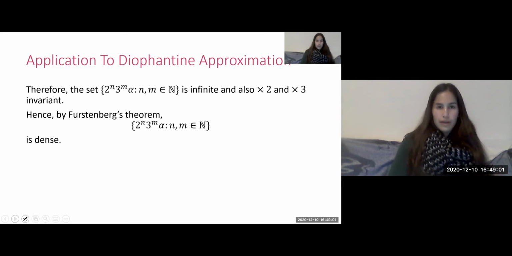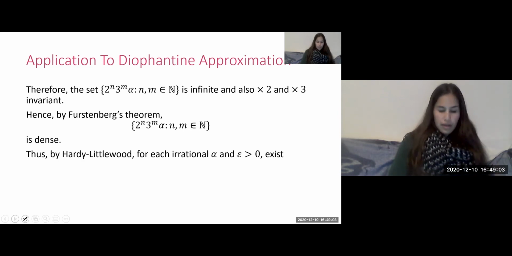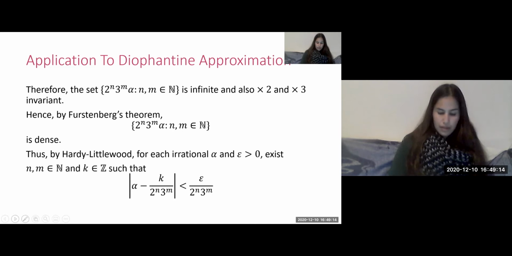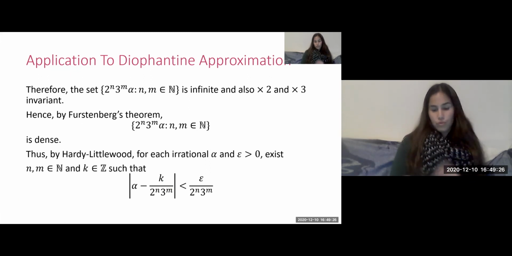So now we can go back and apply Hardy-Littlewood's theorem and say that now we get that for every alpha and for epsilon greater than 0, we can find some n and m basically, and some k and z, such that we can approximate any alpha up to epsilon with some rational number, which is of this set. So this is basically a cool idea of how we could use this dynamical theorem to find things and to prove things in Diophantine approximation.